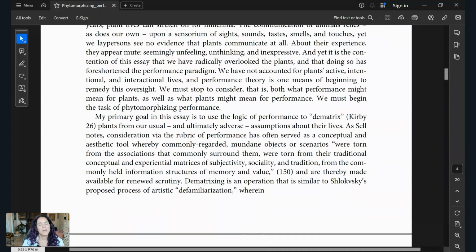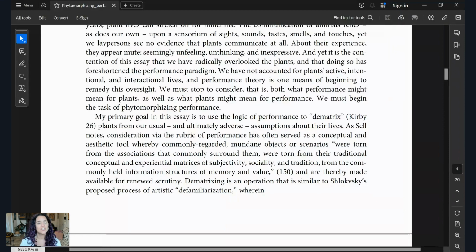Well, I would take the "we" out of there, you laypersons, because we here in NCC as sprouts, we know. Above their experience, they appear mute. Not true. Seemingly unfeeling, unthinking, we're still arguing this, and inexpressive. Inexpressive. At least of all of them, inexpressive. Have you not seen a plant? Like, inexpressive is not a term I would use.